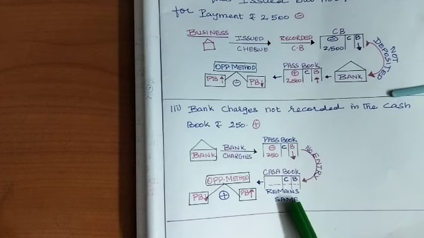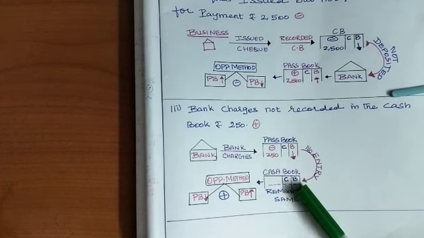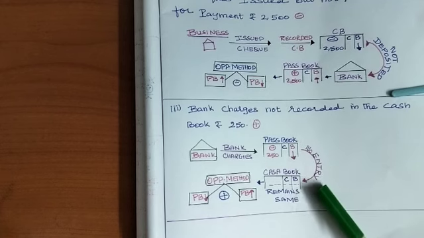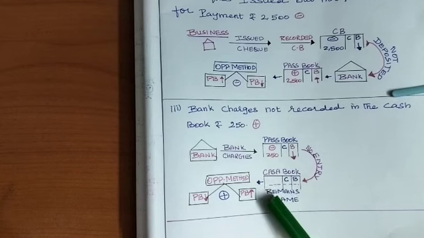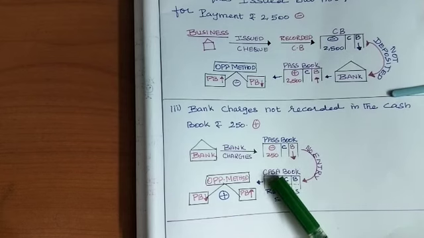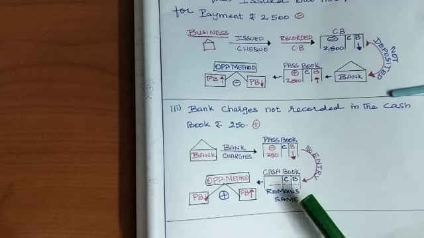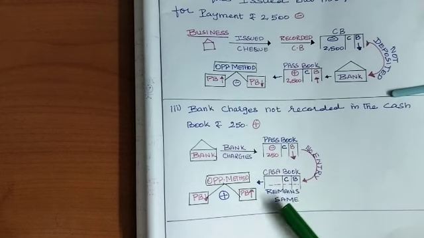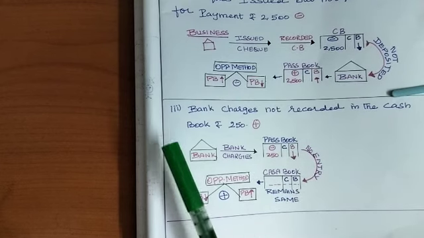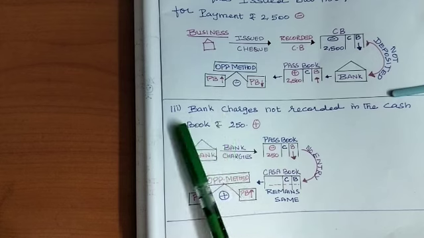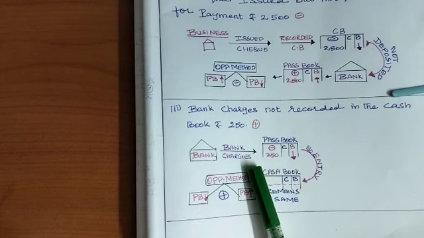What about the business account? What about the cash book? The cash book has no entry. There is no change. The cash book remains the same. Why? Because the business accountant doesn't know that the bank has taken 250 rupees for bank charges from his account.